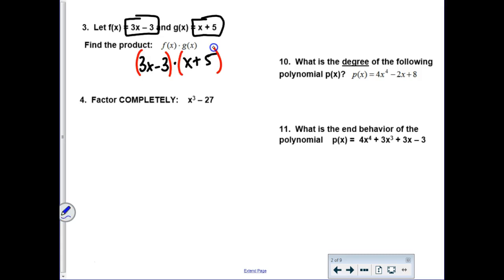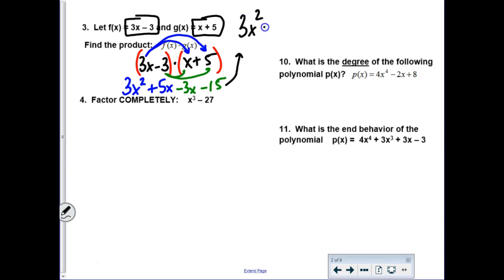You guys often call these foiling questions. So the 3x gets multiplied by the x and the 5. So that gives us 3x squared plus 5x. And then you're going to do the same idea with the minus 3 here. We're going to distribute the minus 3 to here and here. So you have a minus 3x and then a minus 15. And then the simplified final answer that we would come up with is 3x squared plus 2x minus 15.